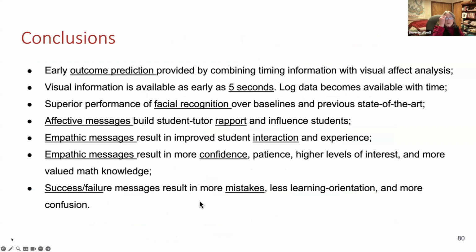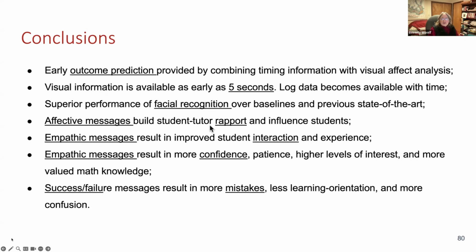And some of the conclusions are early outcome prediction provided by combining timing information with visual affect analysis. The visual information is available as early as 5 seconds. We have superior performance of facial recognition over baselines and previous state of the art. And that was a publication of AAAI, actually.